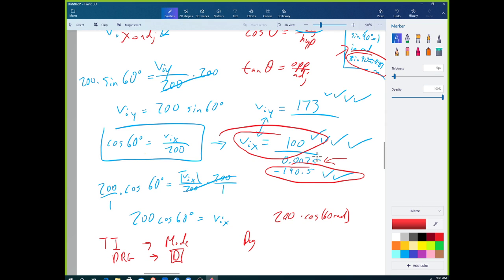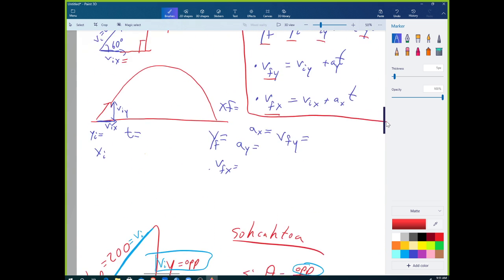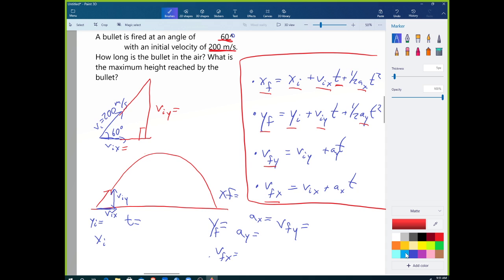So we now have our two answers, 173 for the y, 100 for the x. 173 meters per second here, 100 meters per second here, which means we also have them here. Oops, not just the unit. Need the number too. 100 meters per second.